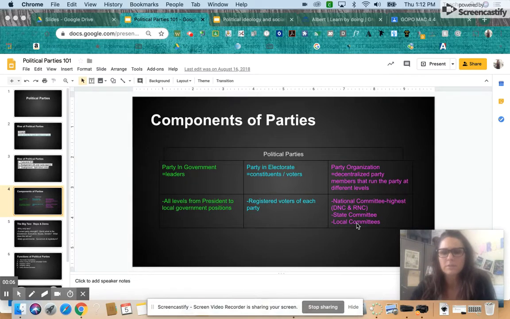I'm going to talk about some components of parties before we move on to political participation and voting and voter turnout. So the last thing I want to say about parties right now is that there are different components of parties. There's actually three of them. You can see right here.